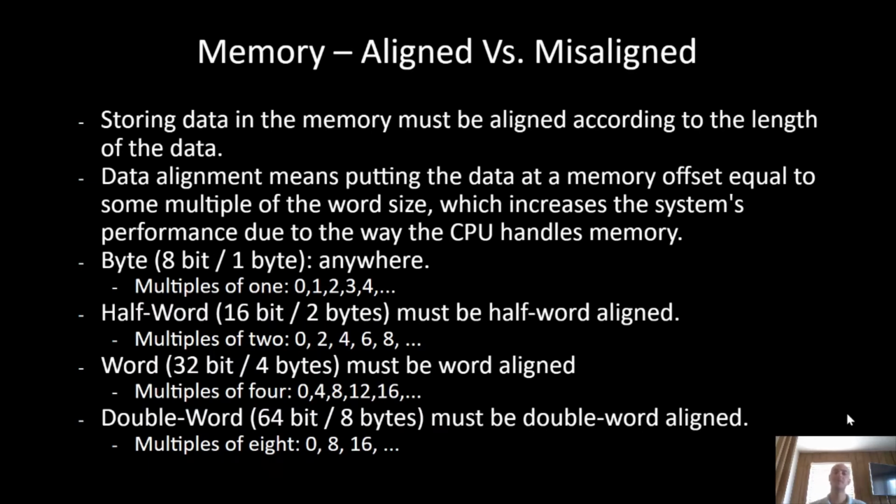So here we have the concept of aligned and misaligned memory. The way that the CPU is designed, it was basically made with the consideration that it's going to be reading memory 32 bits at a time. That's the most efficient way for a CPU to handle memory. So every time we are writing to memory, we are doing it in 32-bit chunks, and every time we are reading, we are also doing it in 32-bit chunks.